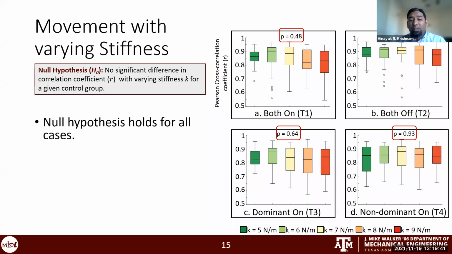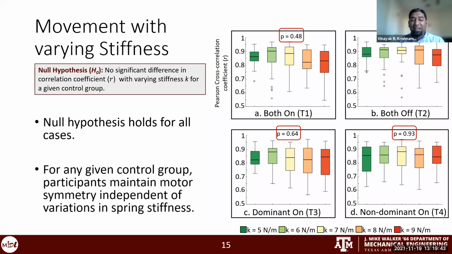So the null hypothesis holds for all cases, which means that regardless of whatever control group we saw, participants were able to maintain symmetry of motion, right? And it was independent of the variations in the stiffness of the spring. Okay, so it means that as far as any external party could observe, they were all moving symmetrically, right? So muscularly, everything is symmetric.